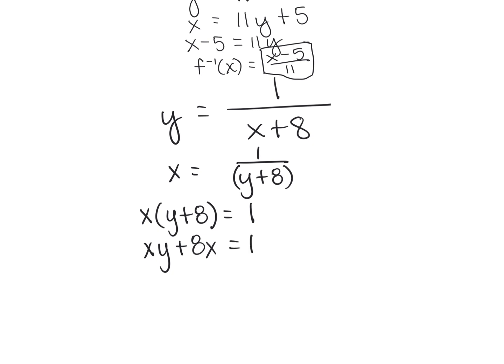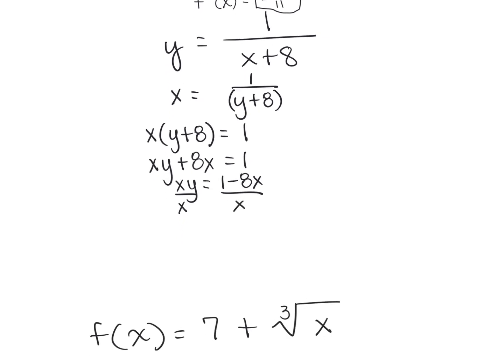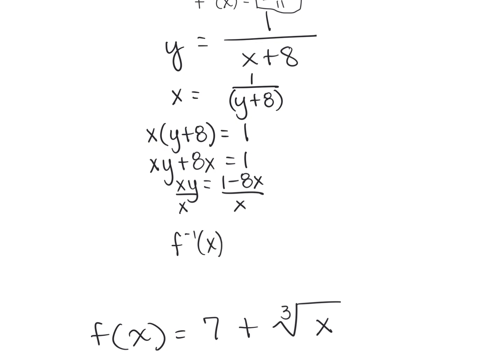And at this stage, I'm trying to get y by itself. So I'm going to keep xy where it is. I'm going to subtract 8x. And I have one more step to get y by itself, and that's to divide by x. So that I have y equals, which I'm going to write as f inverse of x equals. So y equals 1 minus 8x over x. There is no other simplification you can do.